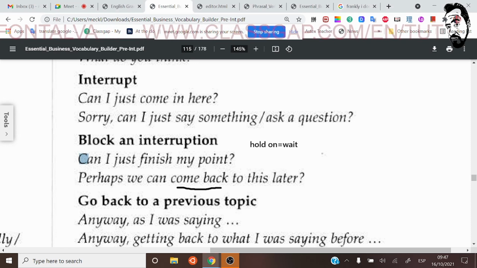Okay. Can I read this? Can I just finish my point? ¿Qué significaba esto? ¿Puedo terminar mi argumento? Mi argumento. Okay.